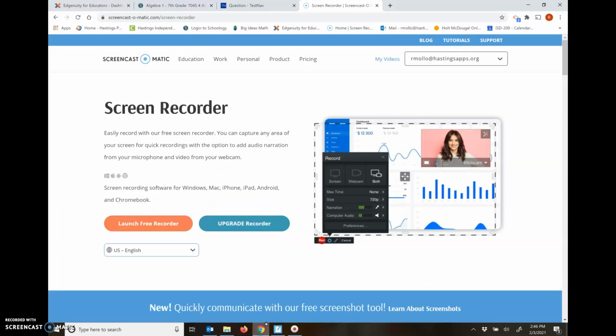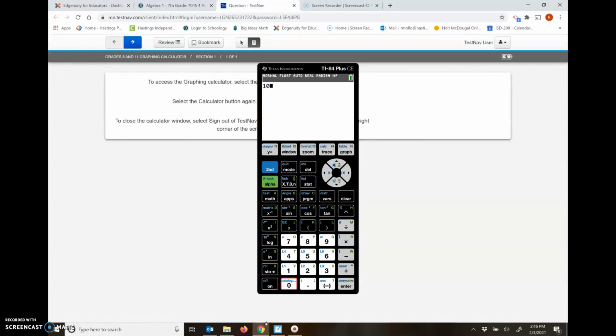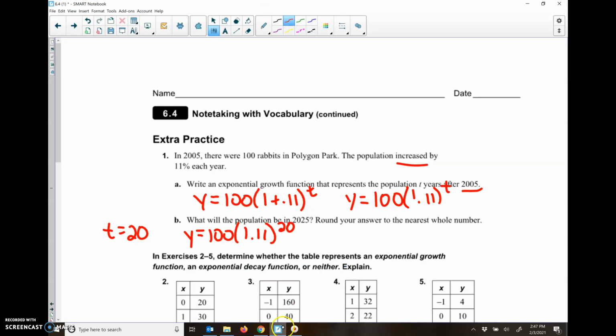Okay, I need a calculator for this part. So 100 times 1.11 raised to the 20th power, and we get about 806. So we figure out that in 2025, there are about 806 rabbits in Polygon Park.